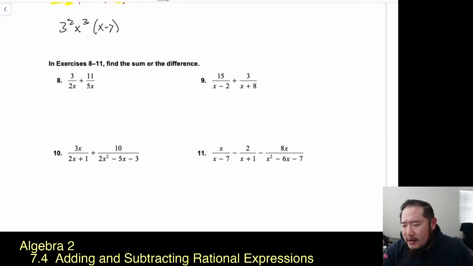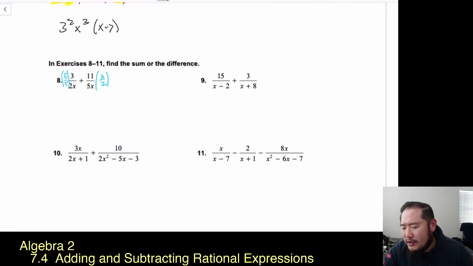Well, the LCM right here is going to be 10x. So what we need to do is take this 11 over 5x and multiply top and bottom by 2. I take the 3 over 2x and multiply top and bottom by 5, the denominator of the other side. Once again, the easiest way is to say, how about I multiply the left by 5x and the right by 2x? You can do that. You'll just have to start simplifying a little bit more at the end.